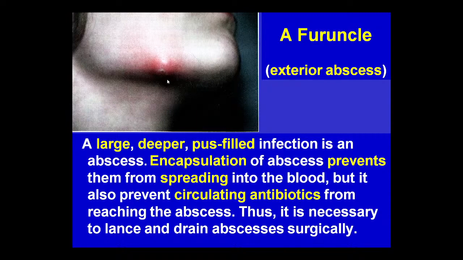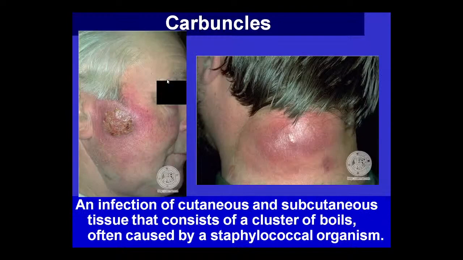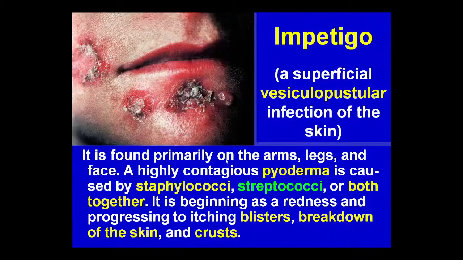So this is rather a surgical disease because it is necessary to lance and drain the abscess surgically and then apply an antimicrobial drug. Then it works, but not otherwise. Then we can see carbunculus, an infection of cutaneous and subcutaneous tissues that consists of a cluster of boils, often caused by staphylococcal organisms. And also the surface infection, a superficial vesicular-pustular infection of the skin, is impetigo.